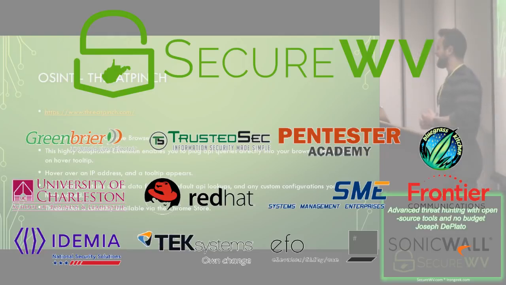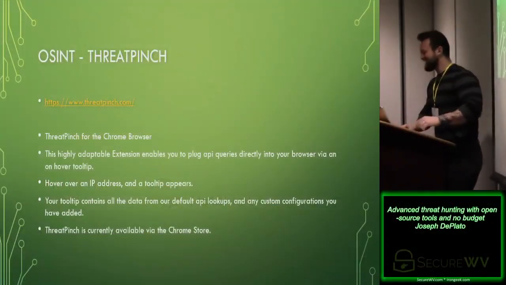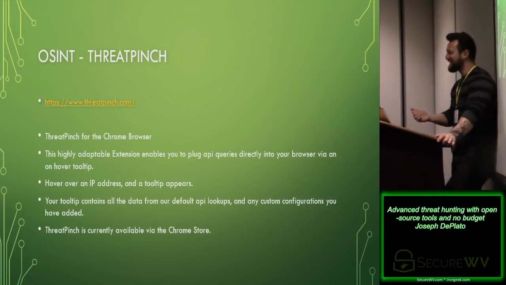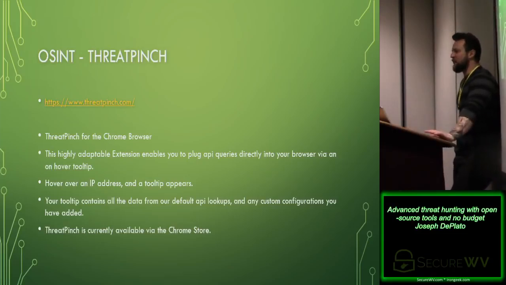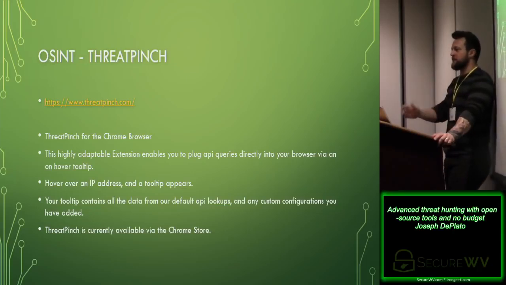John came to me and gave me one thing that I don't have on here and I haven't used before. I'm going to plug it because he recommended it. It's called Threat Pinch. It's an OSINT tool. You said you didn't have it on there. It's right there. Oh, because I had it.